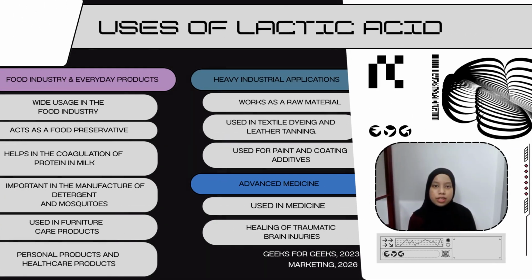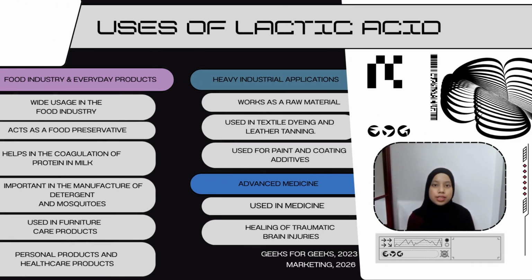Lactic acid bacteria wear many hats. We can break its wide-ranging uses down into three main categories. First category is food industry and everyday products. Lactic acid acts as a food preservative and industry star. It is widely used across the food industry, especially as a natural preservative to keep food fresh.